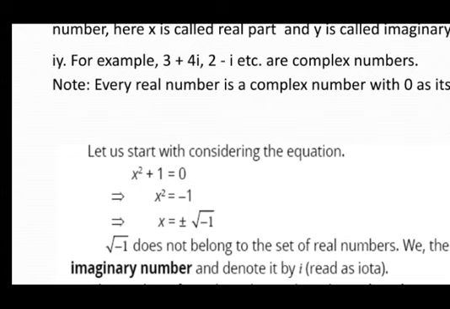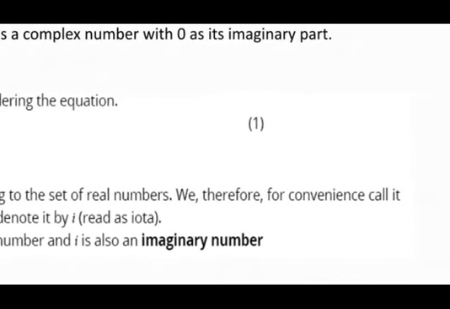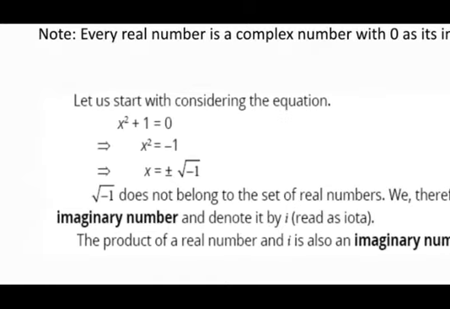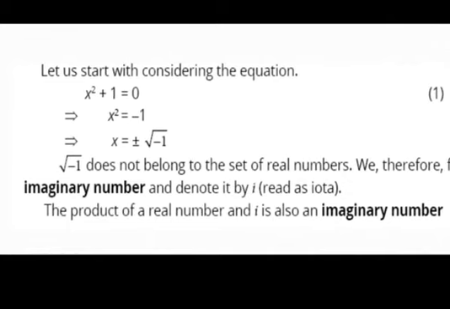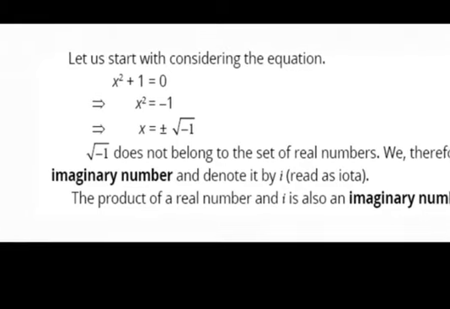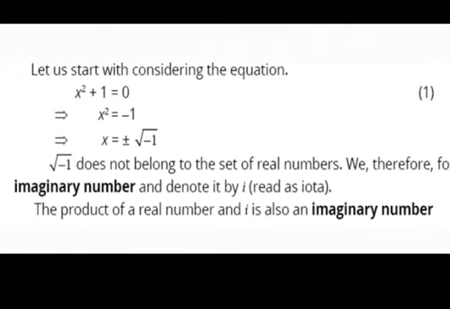Next, a question which introduces us to a complex number: x square plus 1 equals 0. We solve it, x square is equal to minus 1, then taking square root of both sides, minus 1 does not belong to the set of real numbers. We therefore, for convenience, call x an imaginary number and denote it by iota. The square root of minus 1 is equal to small i, which is called iota. The product of a real number and iota is also an imaginary number.